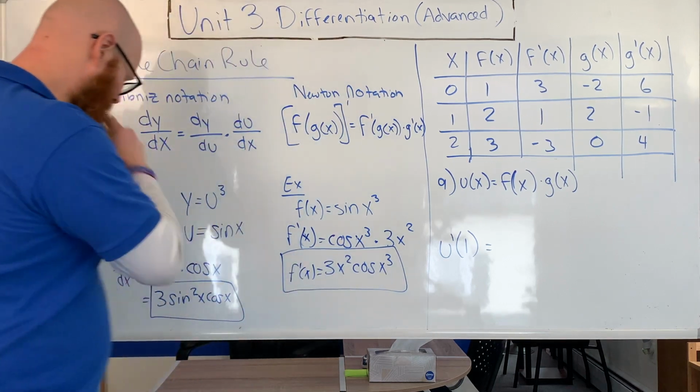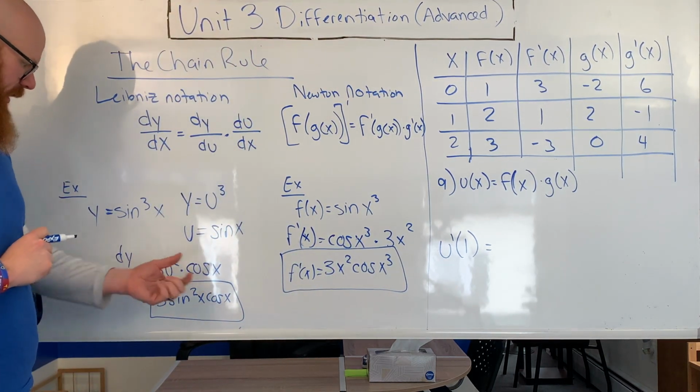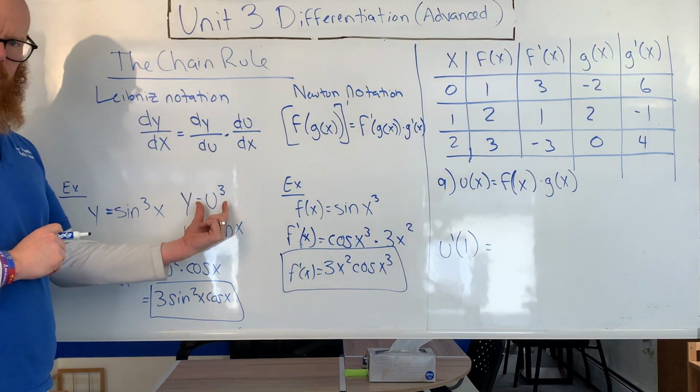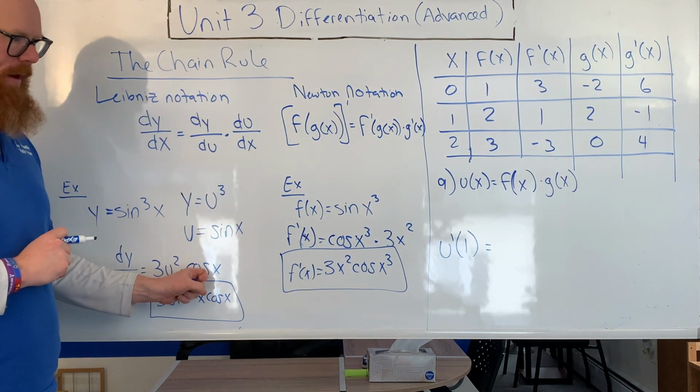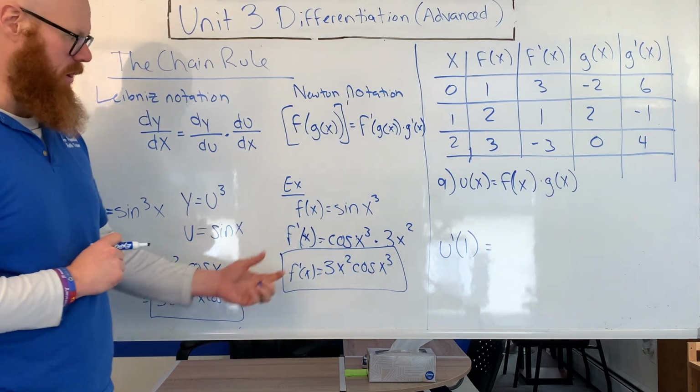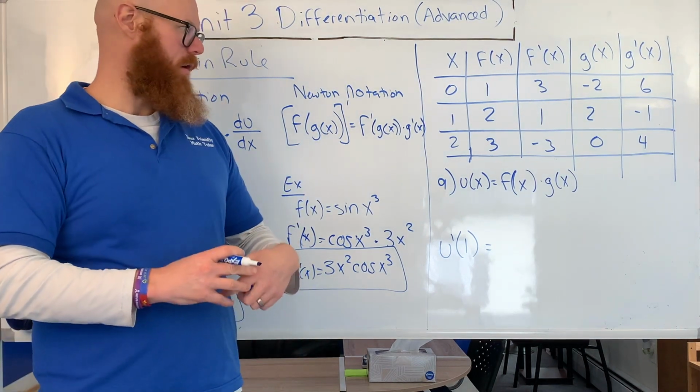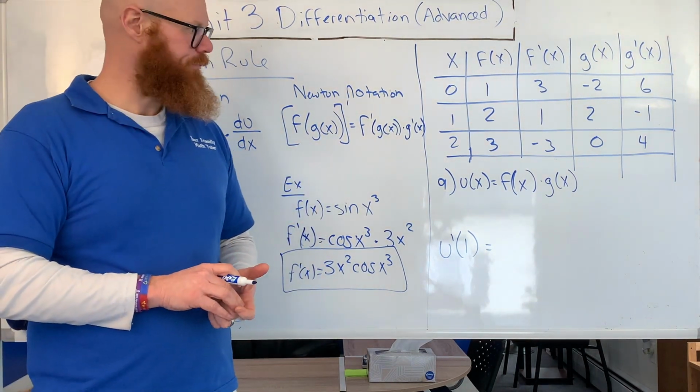Either way you look at it, you're doing the derivative of the outside function first, leaving the inside function alone, then multiplied by the derivative of the inside function. That's going to be how we execute the chain rule.